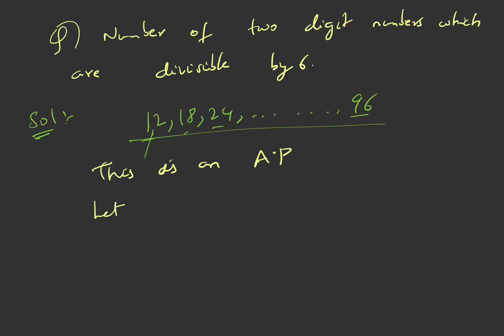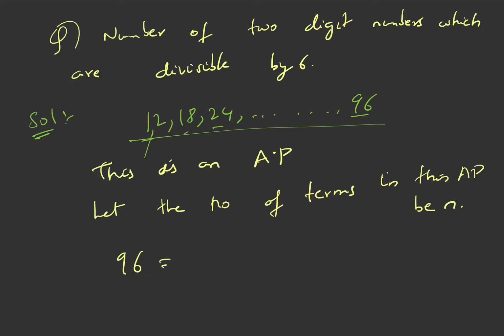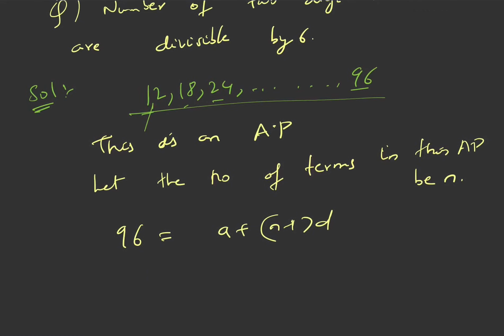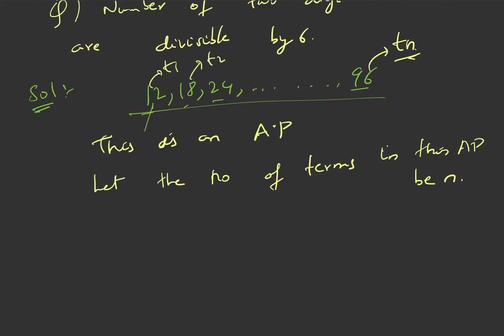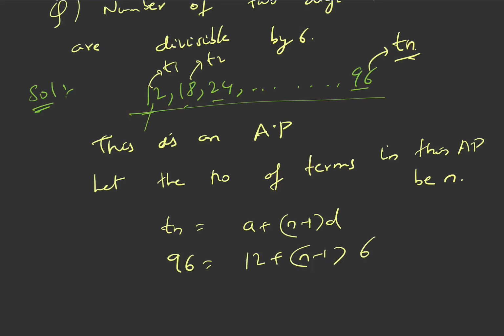we want the number of terms in this AP, right? So let the number of terms in this arithmetic progression be n. Then 96 is nothing but a plus n minus 1 into d. We know that if the number of terms is n, this is the first, this is the second, so this will be the nth term. The formula for the nth term in an AP is a plus n minus 1 into d. So 96 equals a, the first term, 12, plus n minus 1 into d, where d is the common difference, which is 6 here.